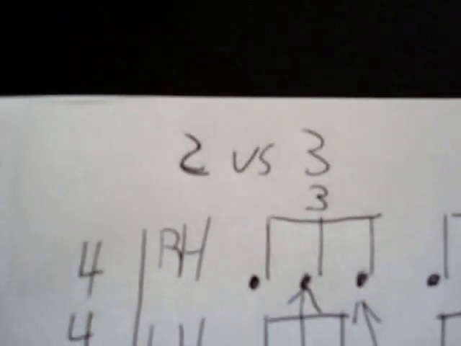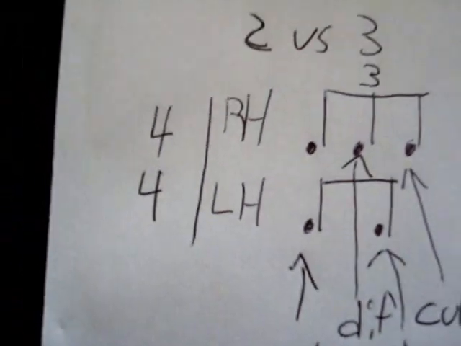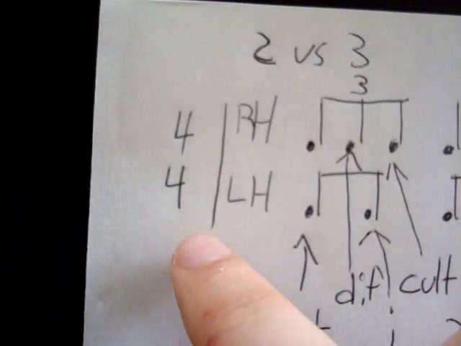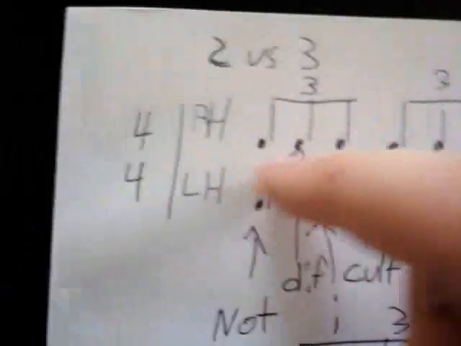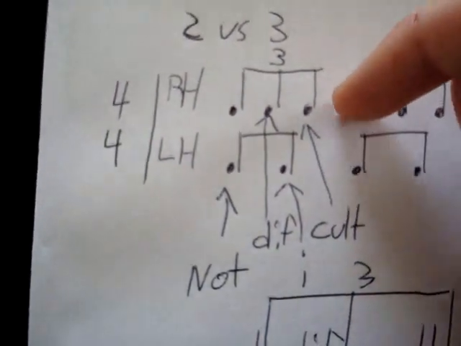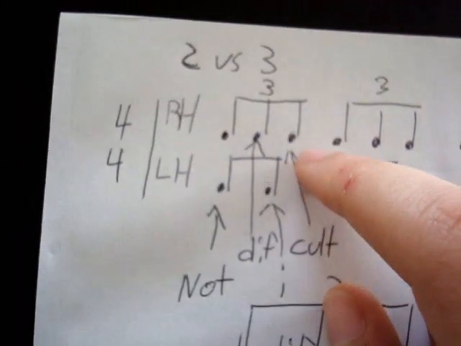So let's look at these little examples I have here. The first one, 2 against 3. Okay, so 2 versus 3. I just did that because it was easier than writing against. I have this written in 4/4 time, right hand, left hand. Now it can be switched around, so the triplet, this is a triplet here. Notice the 3.